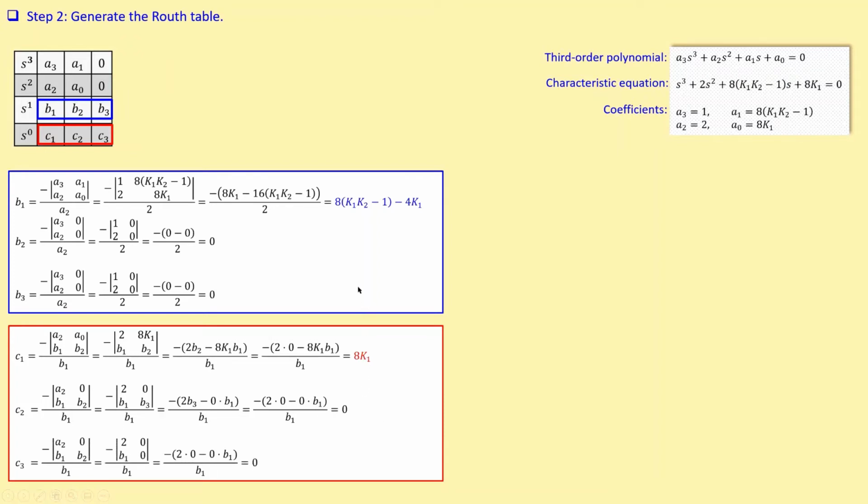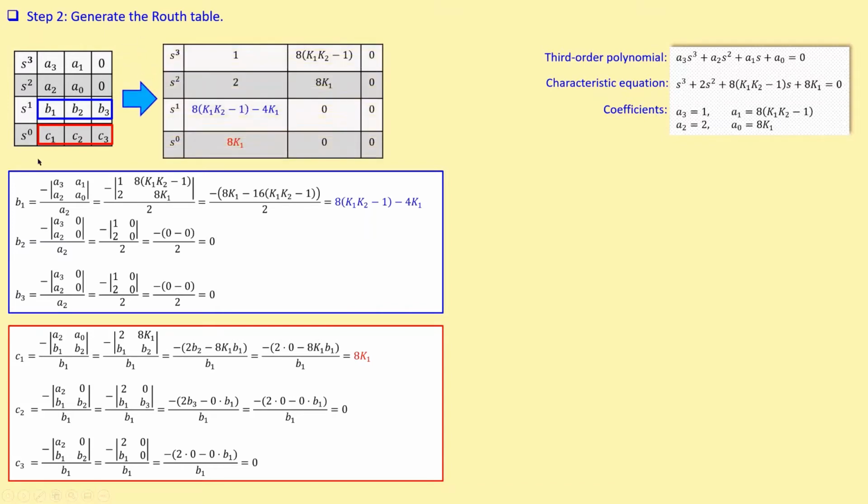So I now have the necessary elements to set up my table and also check the first column in the next steps. I have this in here and this here, 8 times K1 in here. So let's generate the table using these values. I have 1, 2, then 8 times, in parentheses, K1 times K2 minus 1, which is just A1, and then A0 is 8 times K1, which is just here. So I now have B1, and I also have C1.